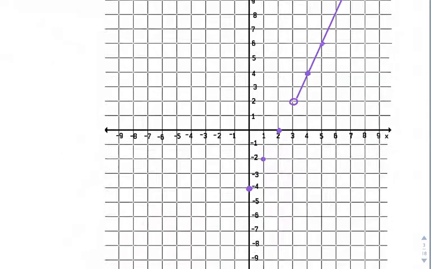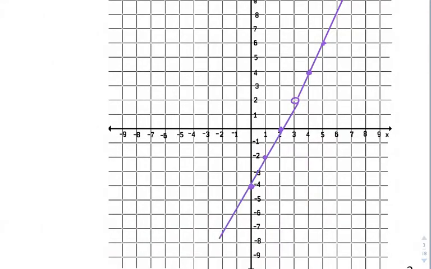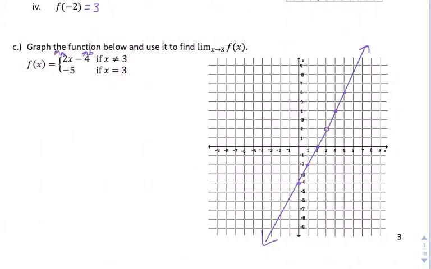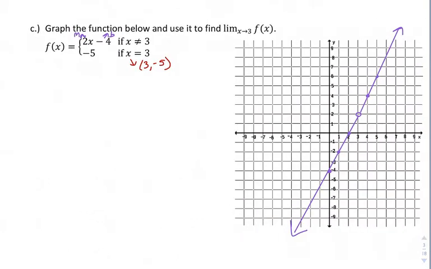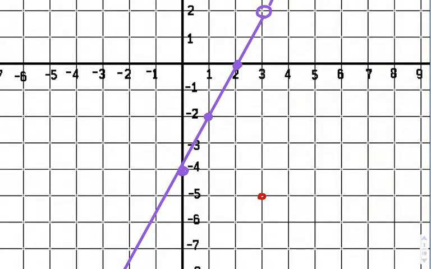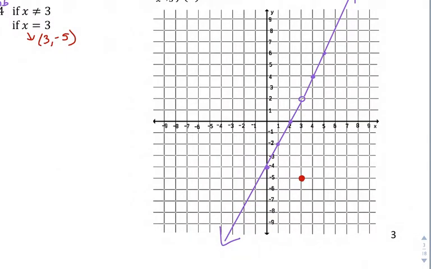And then you can continue graphing. And then I would just draw that line. And it would look something like that. The second one says negative 5 if x equals 3. So that would be like the point 3, negative 5. And that would have a closed circle on it. So 3, negative 5 is here. There's a point discontinuity here because I see it's an open circle on a line, and 1 point is missing.